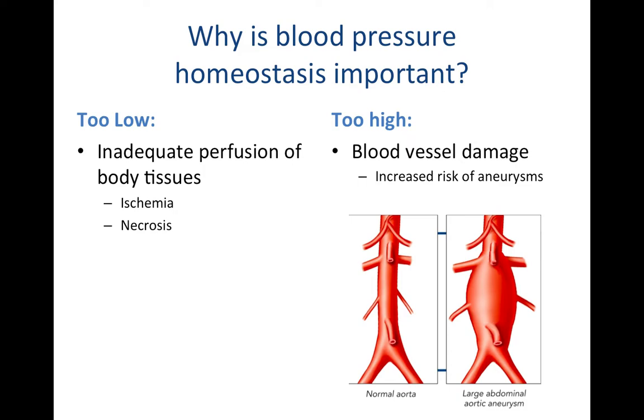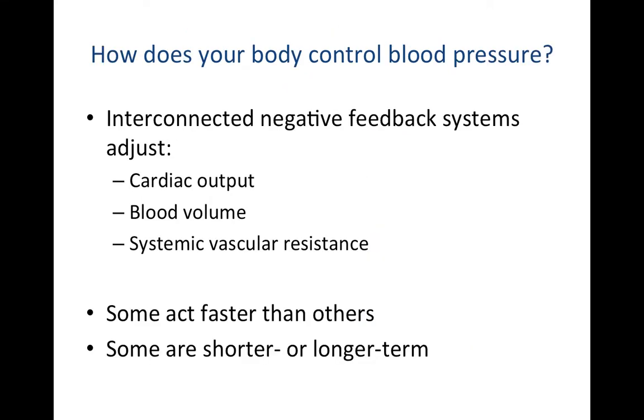Blood pressure homeostasis is really important to maintain because if it's too low, you're not going to send enough blood to your tissues, you're not going to deliver oxygen effectively, you're not going to pick up wastes effectively, and so you're at risk for ischemia, which is lack of oxygen, and necrosis, death of your tissues. If your blood pressure is too high, then you can damage your blood vessels. You're at risk for aneurysms, like you can see in the picture here, and other damage to your blood vessels. So regulating your blood pressure is very important in your body.